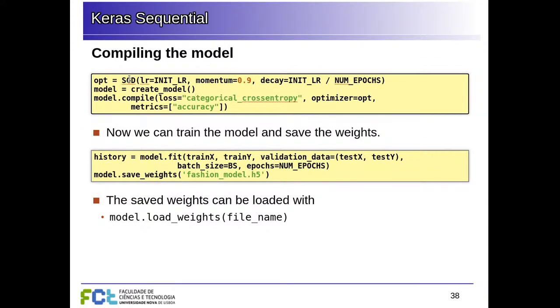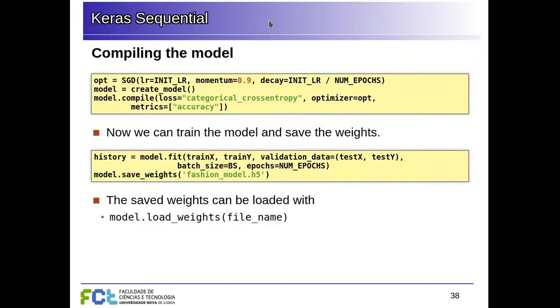We specify the optimizer, and also we may want to add additional metrics. When you train these models, Keras will output the value of the loss function, but you can add additional metrics if you want, for example, accuracy, so that you can also see that during training.